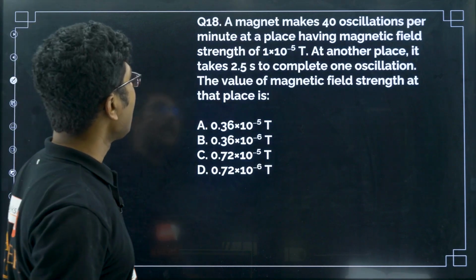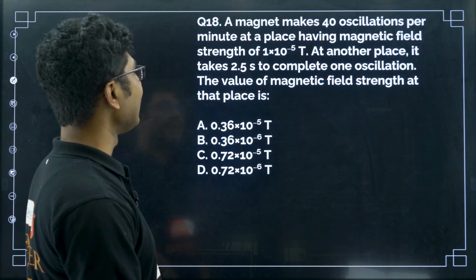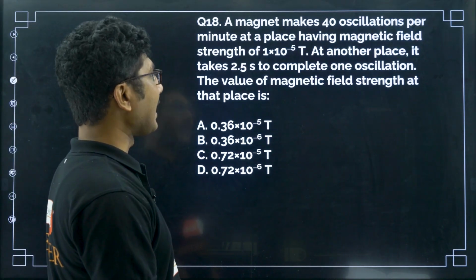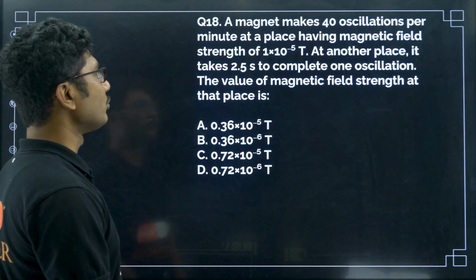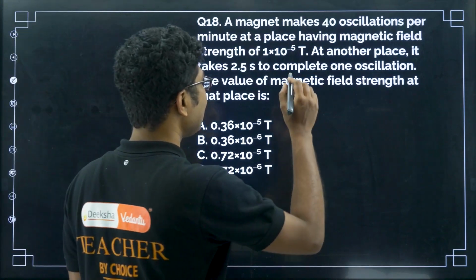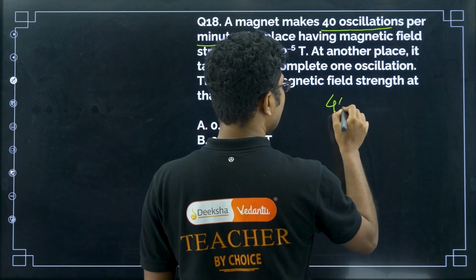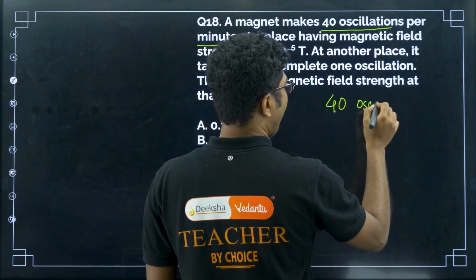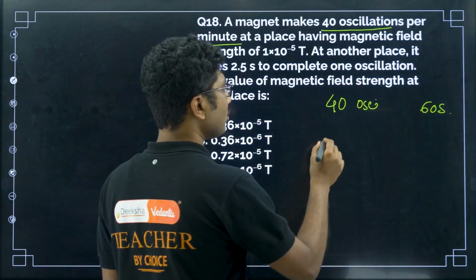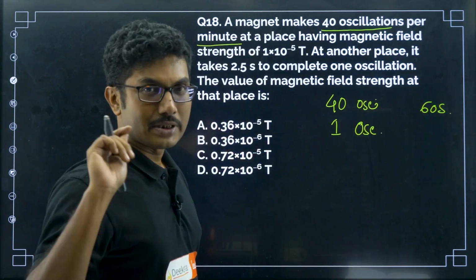Now next question. A magnet makes 40 oscillations per minute at a place having magnetic field strength of 1 times 10 to the power of minus 5 Tesla. At another place, it takes 2.5 seconds to complete one oscillation. The value of magnetic field strength at that place is. So first it said 40 oscillations per minute. 40 oscillations in 1 minute means 60 seconds. So how much time it takes to complete one oscillation, that is the time period. One oscillation time is the time period.